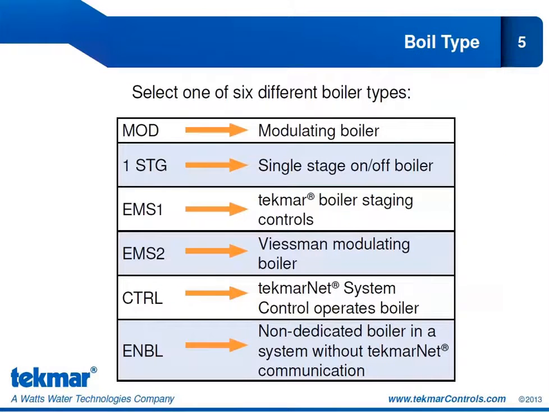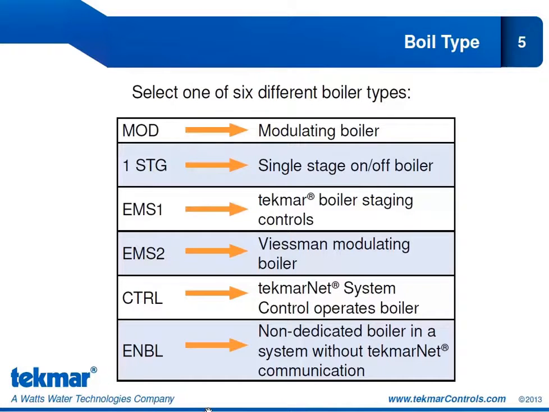If you select application mode boil, you will have to enter what type of boiler you're operating. Is it a modulating boiler? A single stage on-off boiler? Are you connecting the 654 to a TechMar boiler staging control using that EMS1 output? Is the 654 operating a Viessmann modulating boiler? Then you can use the EMS2 output. You can also select control, and you would select control if the 654 is connected to a TechMarnet system control that is operating the boiler.